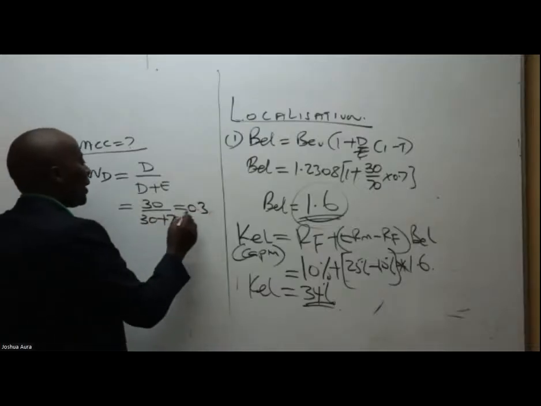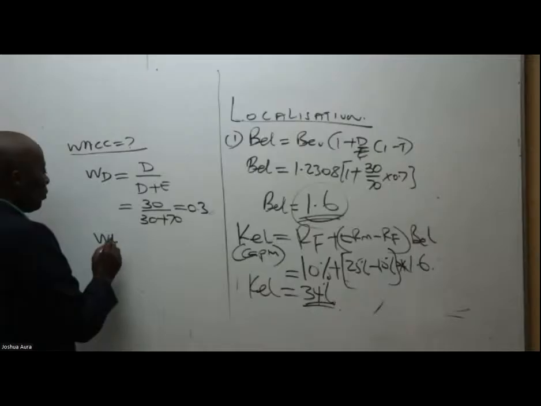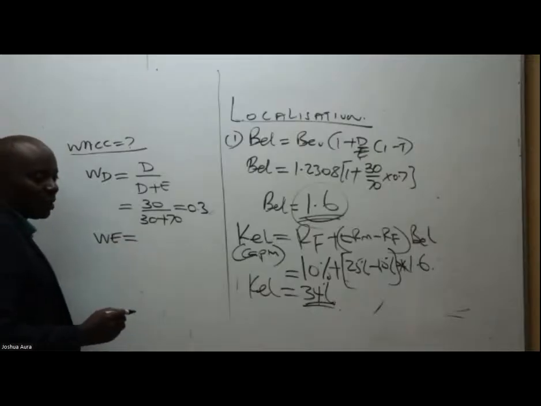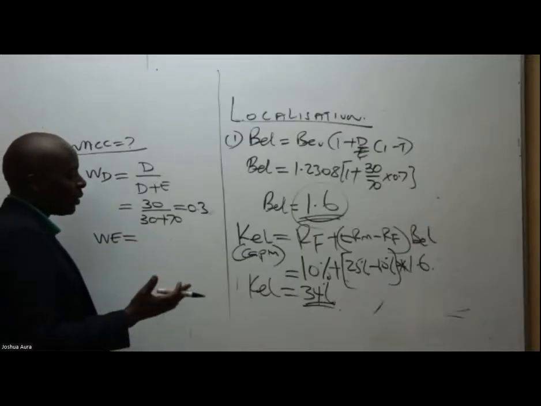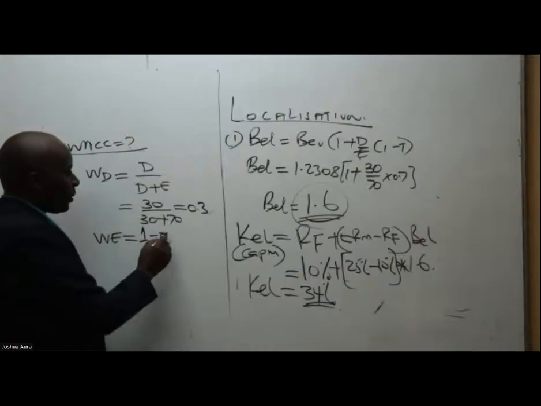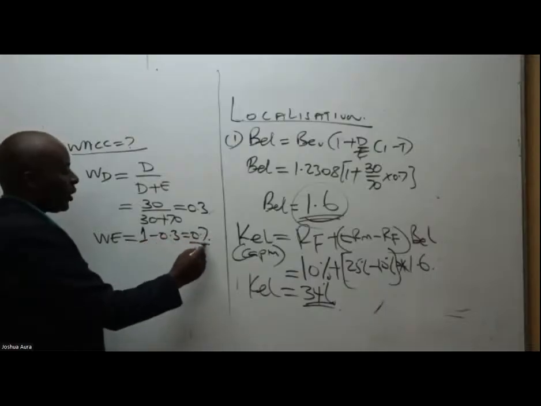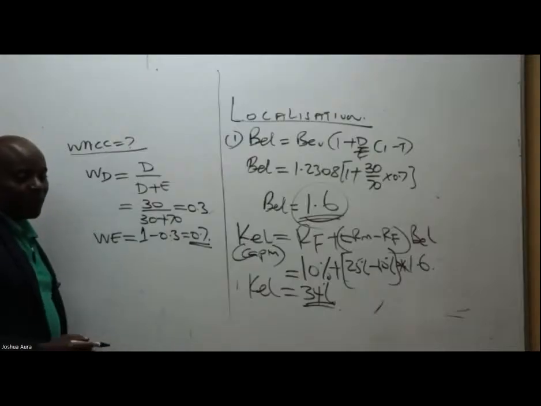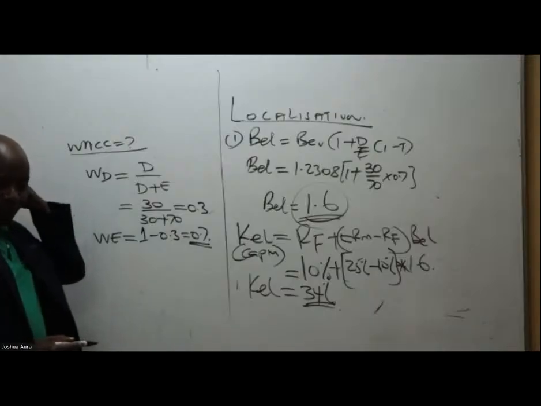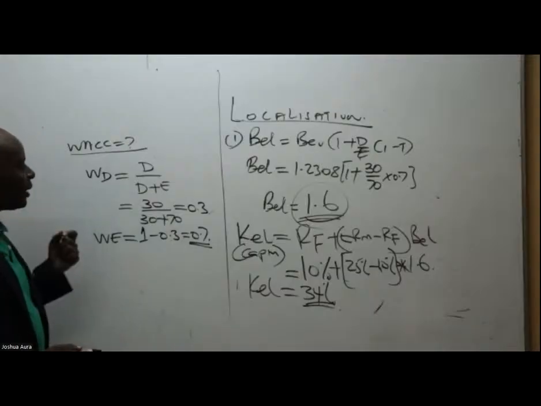And for sure, once I get the weight of debt, getting the weight of equity will not be a big deal. It will be 1 minus 0.3, which gives me 0.7.